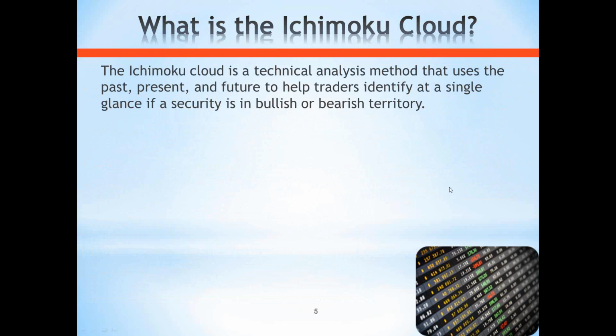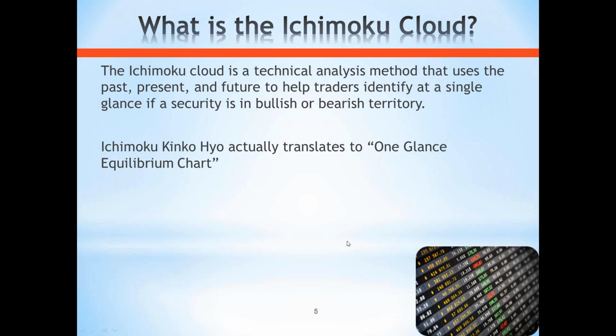And what makes it so simple is that the Ichimoku cloud, even though it's looking at levels projected on the past, present, and future, to help identify trend, it's designed to be an indicator where all you need to do is look at the chart once to understand where we stand in terms of trend and strength of trend.